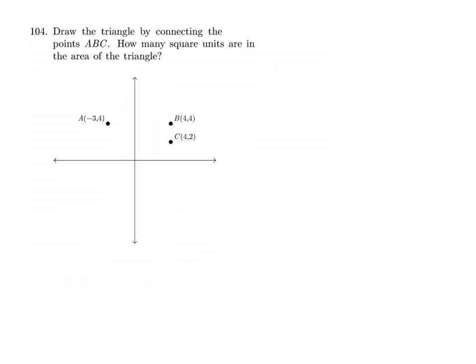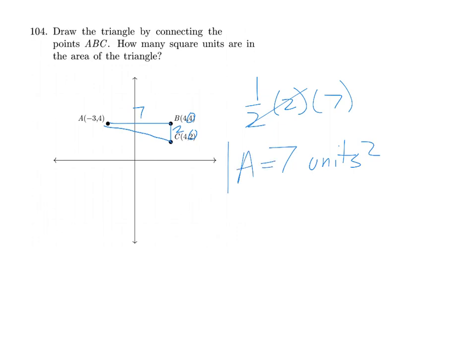All right, draw the triangle by connecting the points A, B, C. How many square units are in the area of the triangle? Not very difficult to figure out. Negative 3 to 4, that's 7 units. 4 to 2, that's 2 units. So it's just half times 2 times 7, which is 7. All right, that's all there is to it.